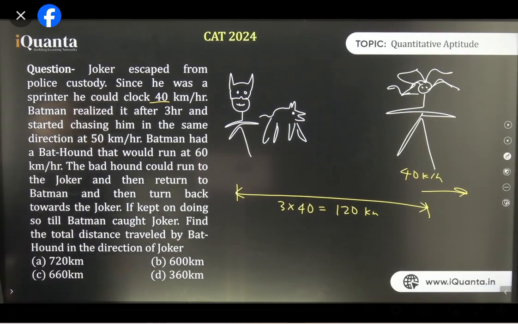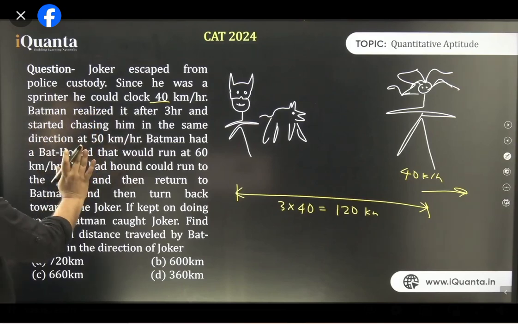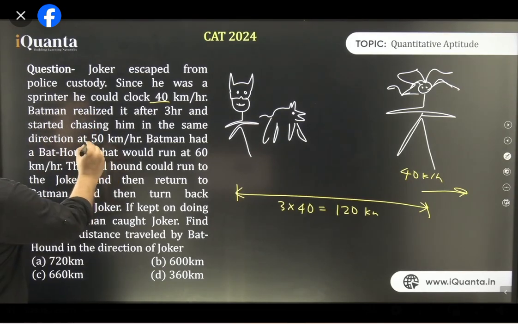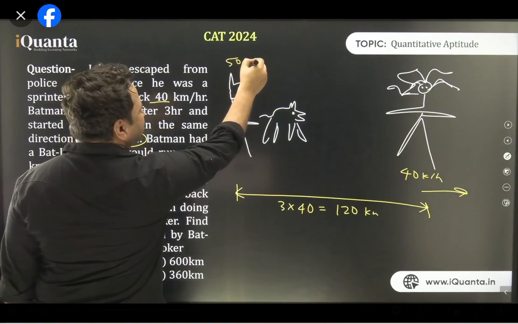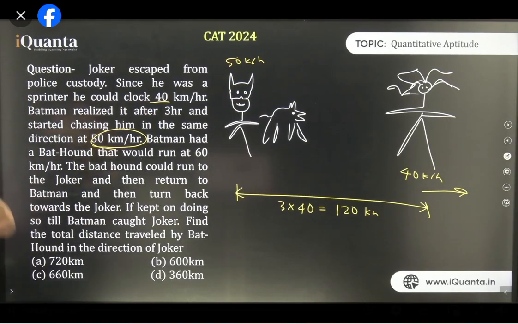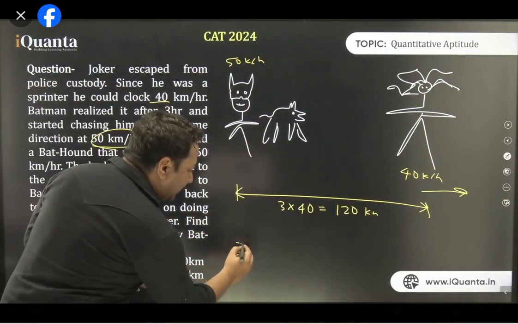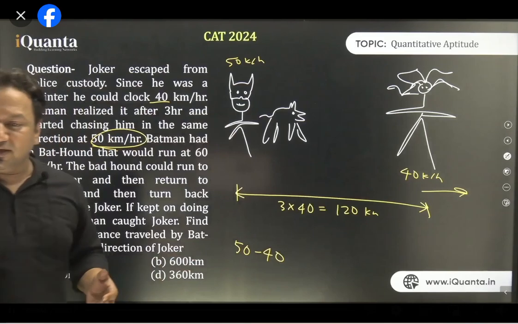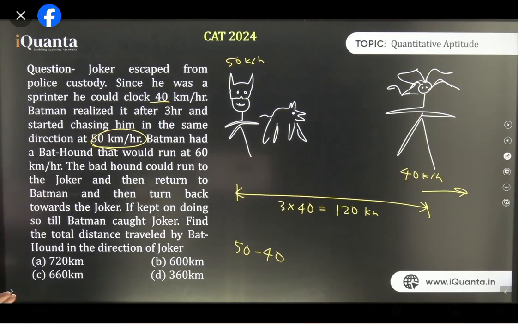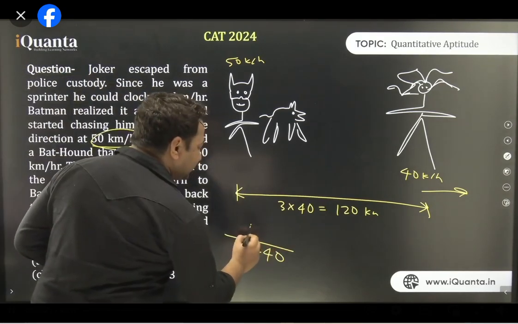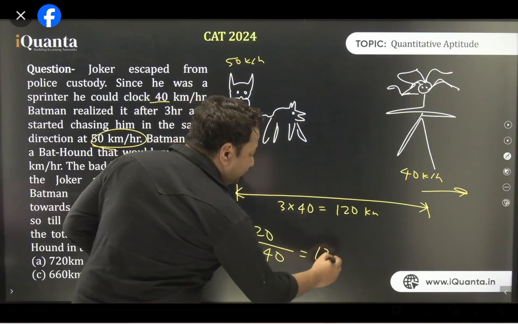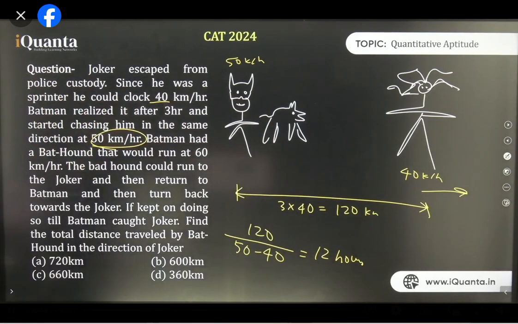So, forget about a dog right now. Batman had a bat hound. Okay, Batman's speed was how much? 50 kilometers per hour. So, when Batman started chasing Joker, relative speed of Batman with respect to Joker would be 50 minus 40, right? Because it's in the same direction, so speeds will be subtracted. Understood by everyone? Batman has to cover 120 kilometers extra, so 120 upon 10. Batman would take 12 hours total to catch Joker.